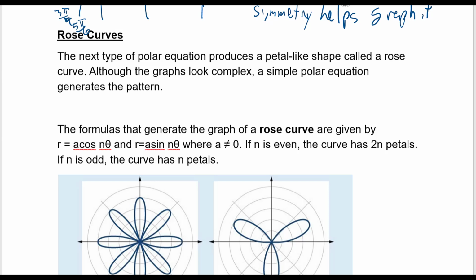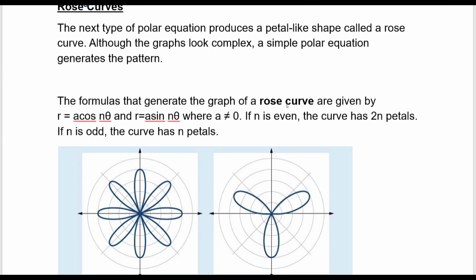The next type of polar equation produces a petal-like shape called a rose curve. Although the graphs look complex, a simple polar equation generates the pattern. Formulas that generate the graph of a rose curve are given by r equals a cosine n times theta and r equals a sine of n times theta, where a is not equal to 0. If n is even, the curve has 2n petals. If n is odd, it has n petals. Kind of interesting.